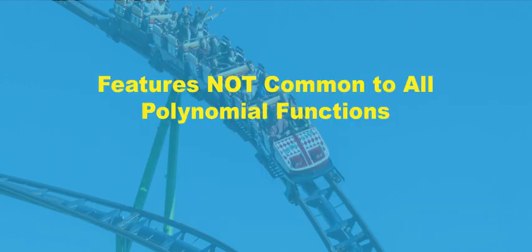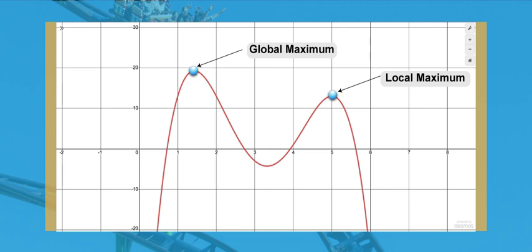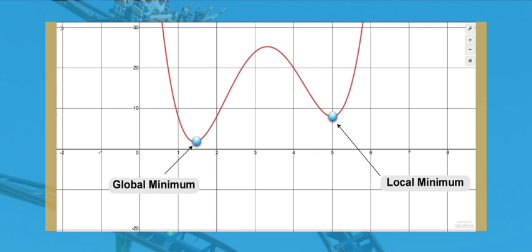Now let's look at some features that aren't common to all polynomial functions, although they are also important to learn. Many polynomials have a roller coaster shape, with peaks and valleys. The highest point on these graphs is called the global maximum. Some graphs also include a lower peak, which is called the local maximum. Other graphs have a different orientation. These graphs have a global minimum and a local minimum.